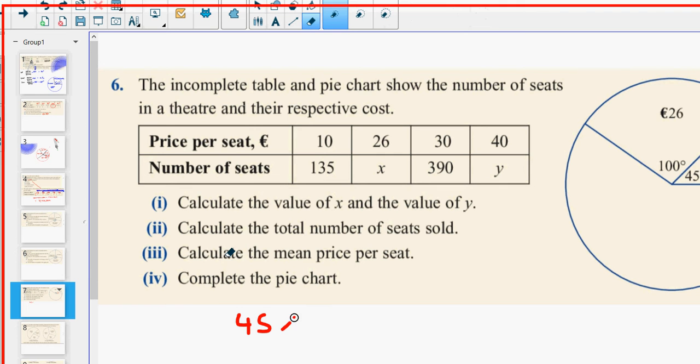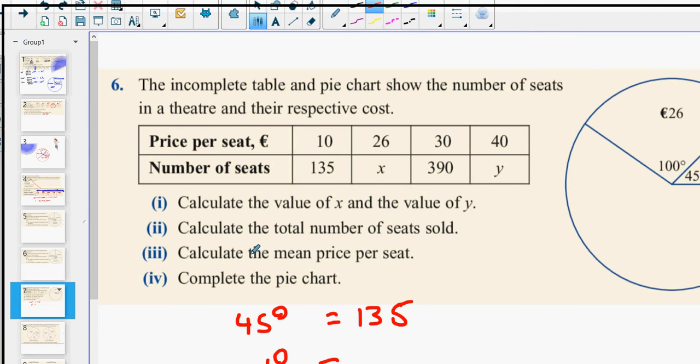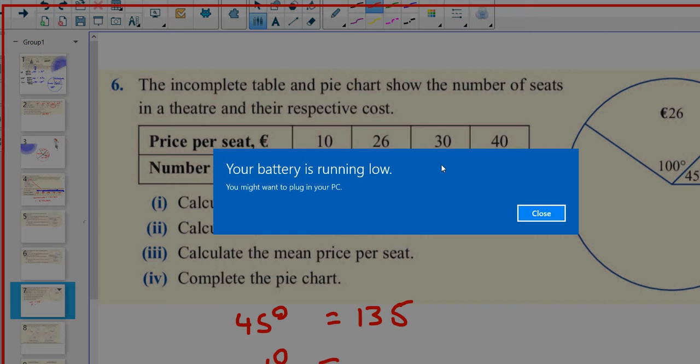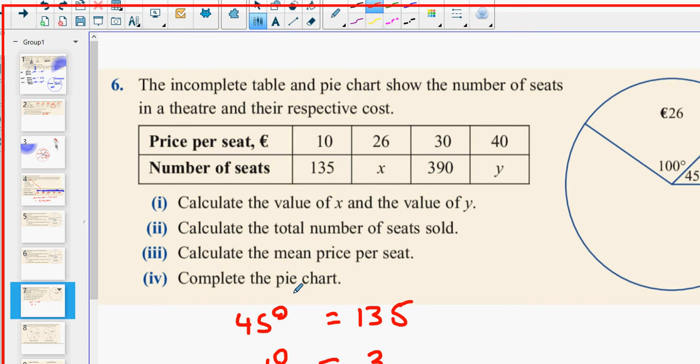So, would everybody be agreed that 45 degrees equals 135? Everybody therefore agreed that 1 degree must equal 135 divided by 45? 3. So, 45 degrees equals 135 seats. 1 degree must equal 3 seats. Will anyone in class predict what 100 degrees is going to equal? Yeah, 300 seats for 100 degrees, okay?